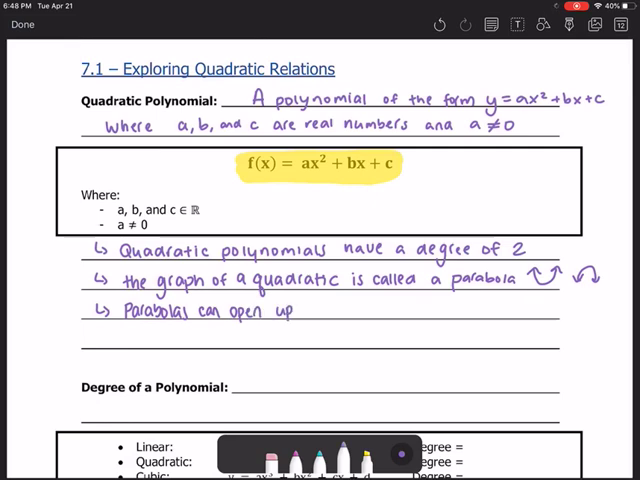Anywho, last thing about our little quadratics here is that parabolas can open upwards into our little smiley face, or downwards into our sad face there. They can vary in width and steepness. But they will always maintain that curved shape.